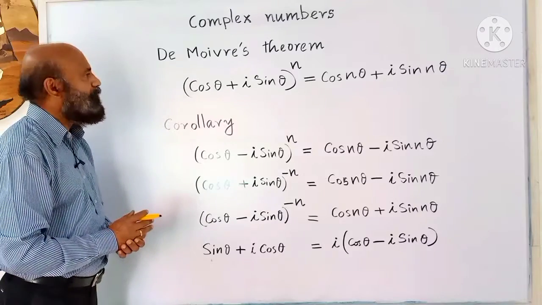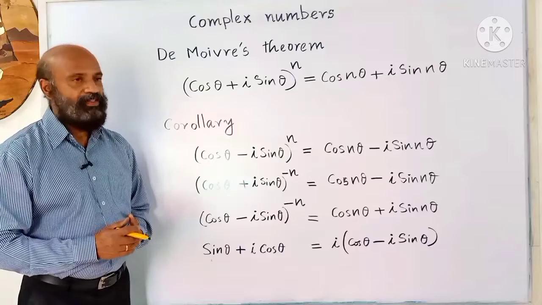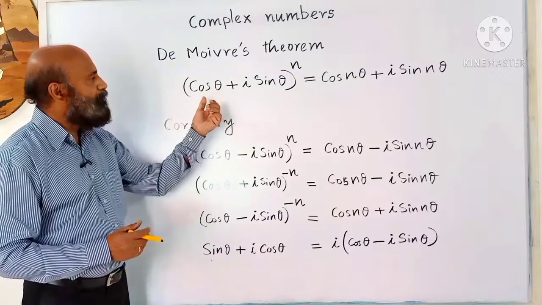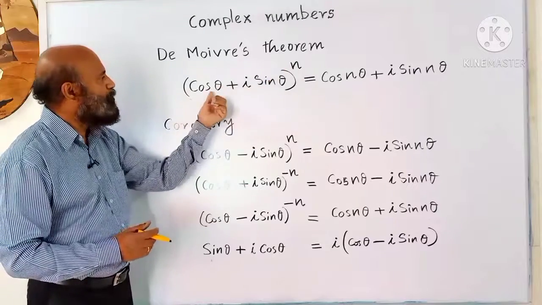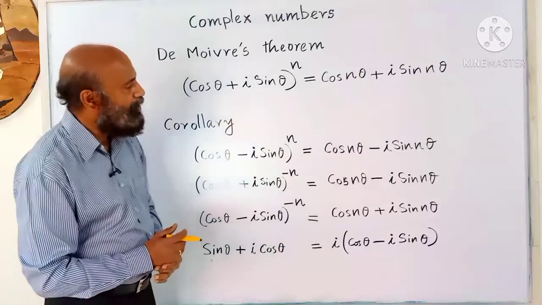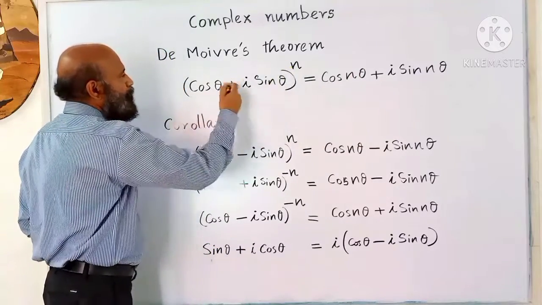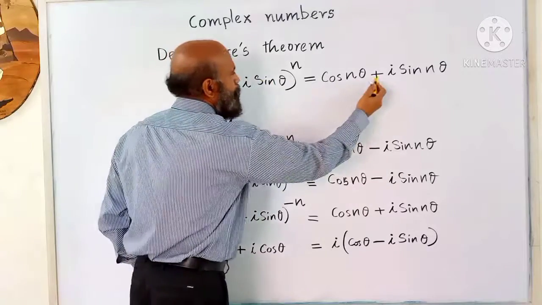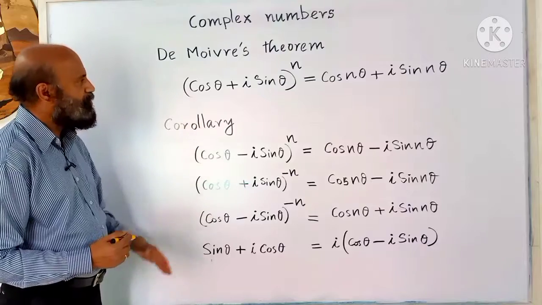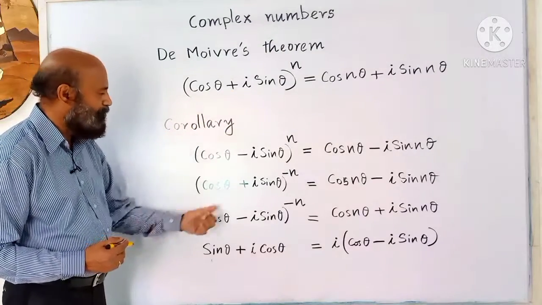De Moivre's theorem. For any complex number cos theta plus i sin theta, if it is raised to the power n, (cos theta plus i sin theta) all raised to n will be equal to cos n theta plus i sin n theta. This power will come inside. So these are the results obtained from this rule. That is why it's a corollary.